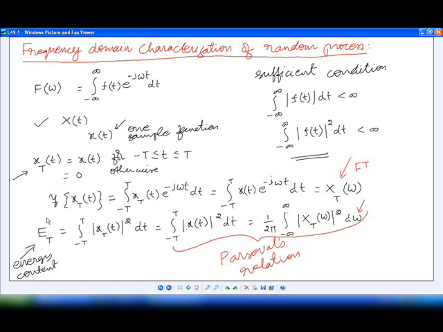Here, the energy content of the signal x_T of t is given as this much, and that is equivalent to the integral from minus T to T of mod x of t whole square dt, because x_T of t is equivalent to x of t from minus T to T. According to Parseval's relation, this can be equated to 1 by 2 pi times the integral from minus infinity to plus infinity of mod X_T of omega whole square d omega, where X_T of omega is the Fourier transform of the function x_T of t. Once you know the energy content, we can evaluate the average power.